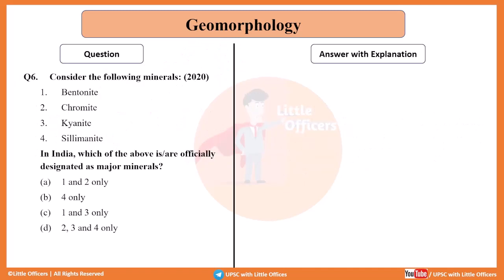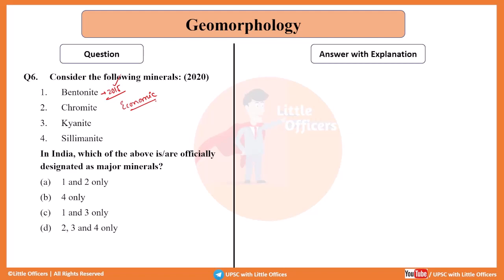Next, consider the following minerals. It was asked in 2020: bentonite, chromite, kyanite, and sillimanite. See, these kind of mineral-based questions they're asking. You could keep it in economic geography also, like resource distribution and all. There is no harm in keeping it here as well. First, bentonite. See, bentonite is a minor mineral. It was declared so in 2015. It is current affairs also. There was an amendment to the act.